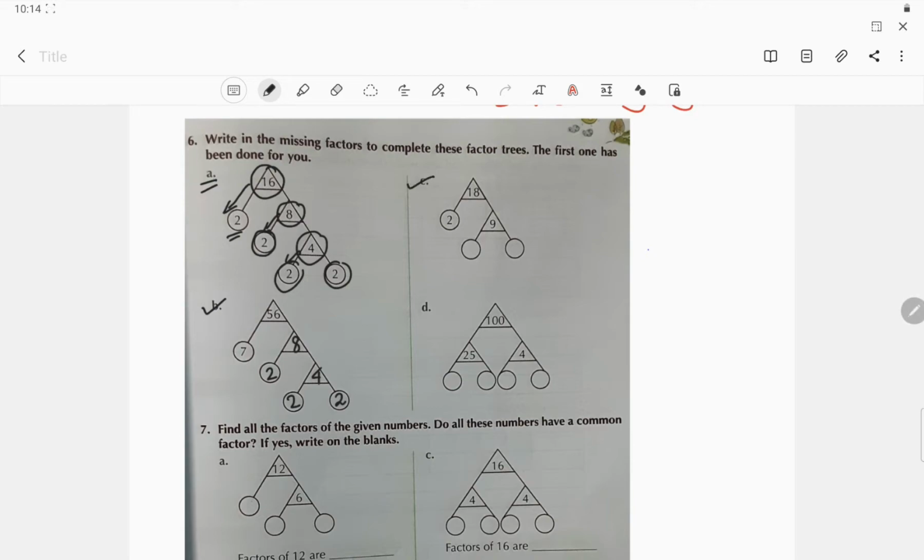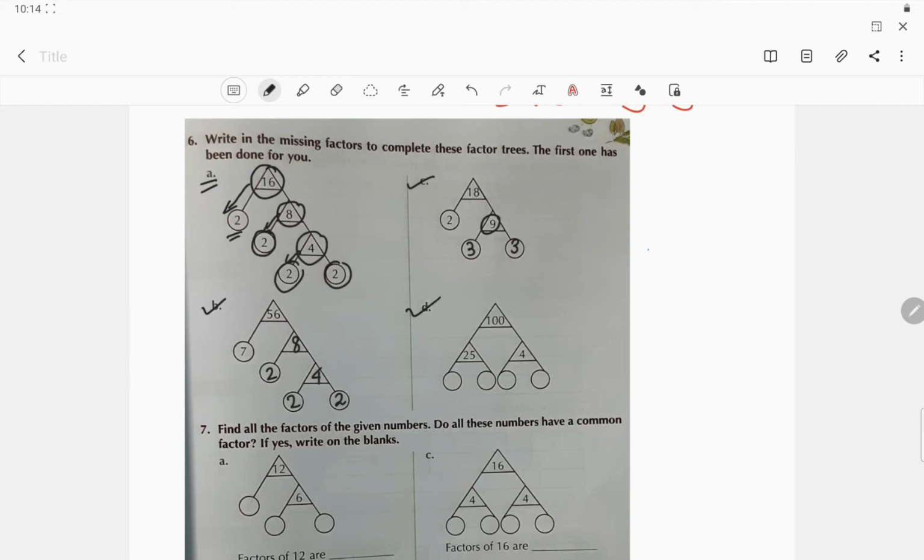Now C, 18 at the top. In one branch 2 is given, and if you divide 18 by 2, you will get 9. So 9 is given. So now what do you divide 9 by? Yes, obviously 3. So you will get another 3 in the other branch.